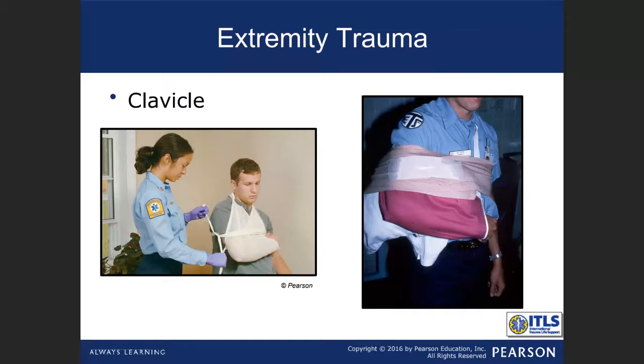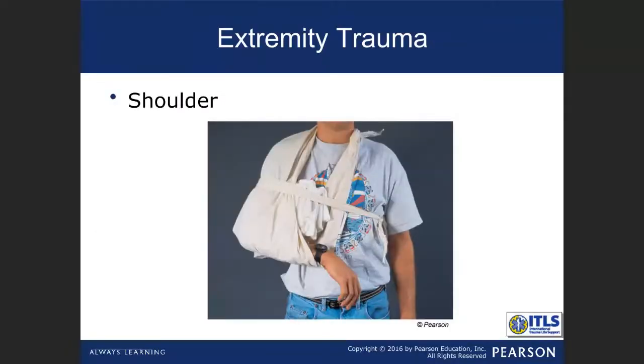Now with the clavicle, a simple sling and swathe would be sufficient. But with the clavicle, it's going to be a high sling. For the shoulder, sling and swathe is sufficient. However, you keep the limb low and you put padding between the injured limb and the patient's body.